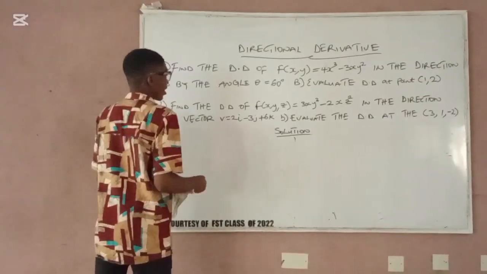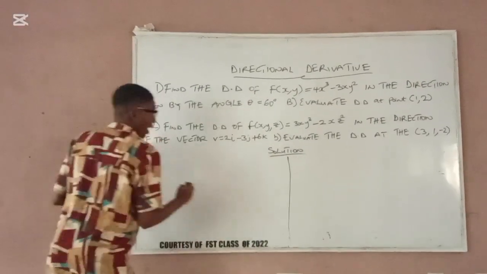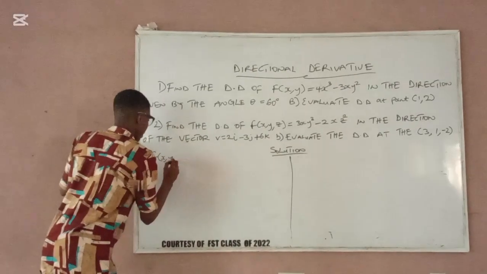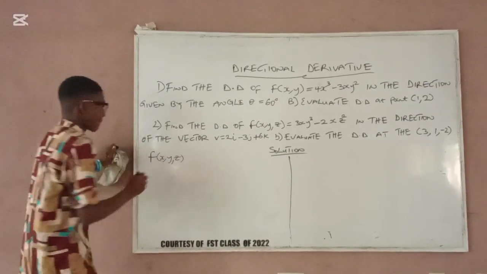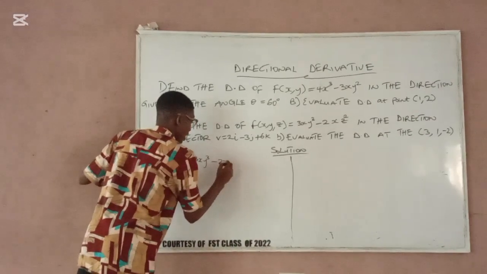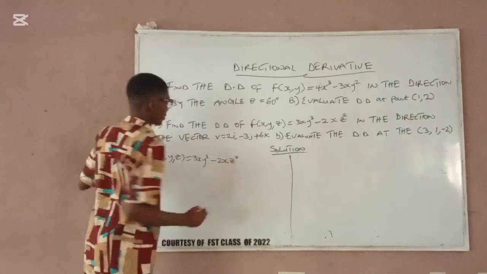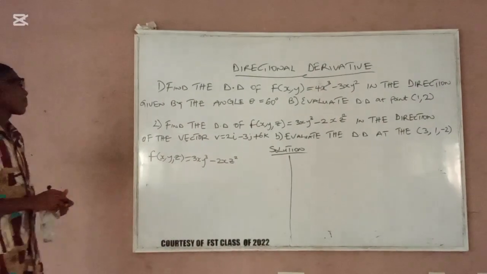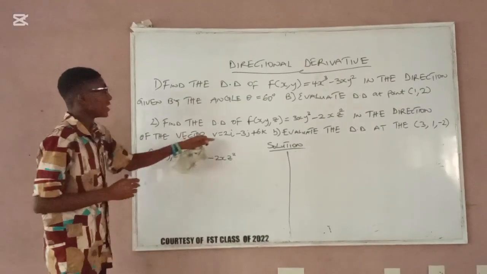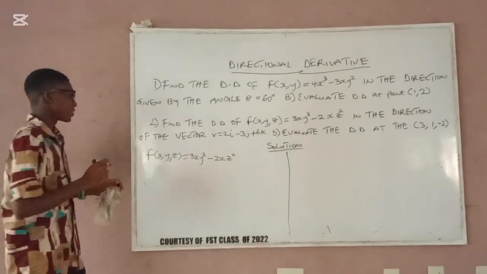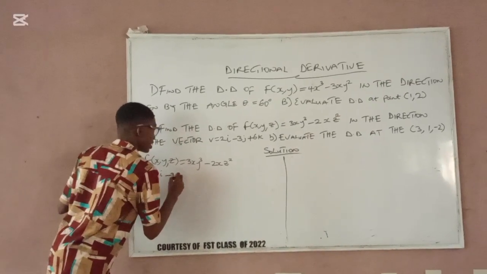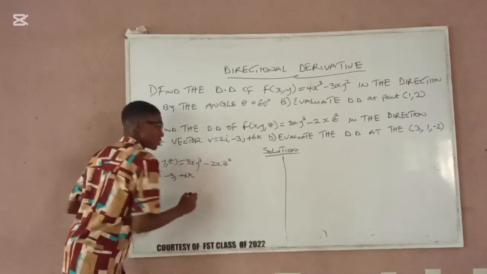Now, find the directional derivative of the function f of x, y, z equals 3xy^3 minus 2xz squared. This is f of x, y, z, in the direction of, here they give a vector. Let's take the vector first. v equals 2i minus 3j plus 6k.